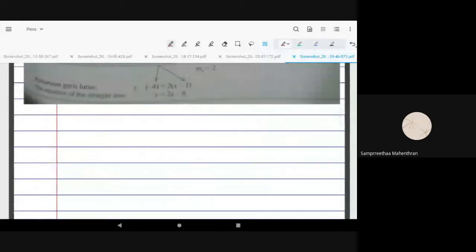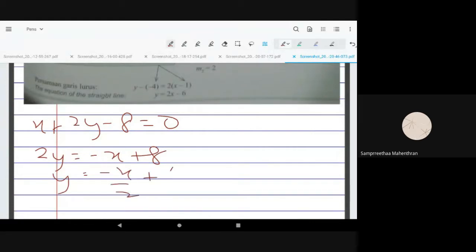So our gradient from the equation x plus 2y minus 8 equals 0, change to y equals mx plus c. So 2y equals -x plus 8. And y here is -x over 2 plus 8 divided by 2, which is 4. So m here from the equation y equals mx plus c is -1 over 2. This is for the first line. So how to find the m for the second line?